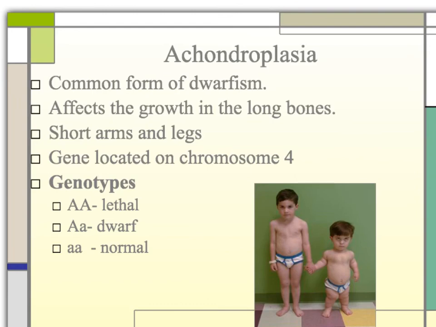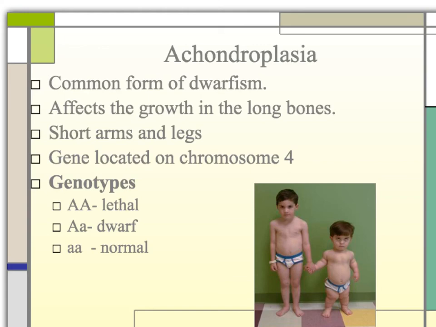An example of a human dominant disorder is achondroplasia. This is a very common form of dwarfism. It affects the growth in the long bones, so they have shorter arms and legs. The disorder has been identified as a faulty gene located on chromosome 4. There are 3 genotypes then. Big A, big A is a lethal combination, so generally the offspring that are big A, big A don't survive to term.